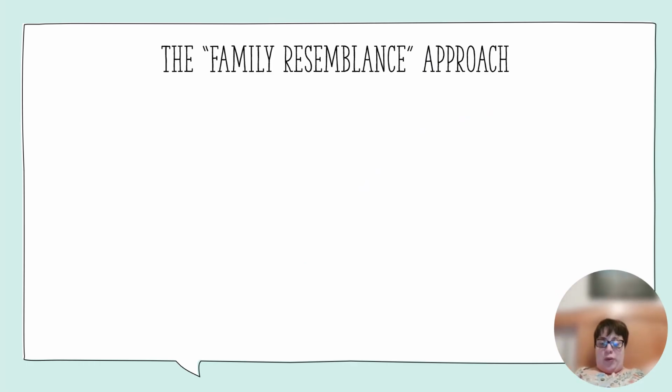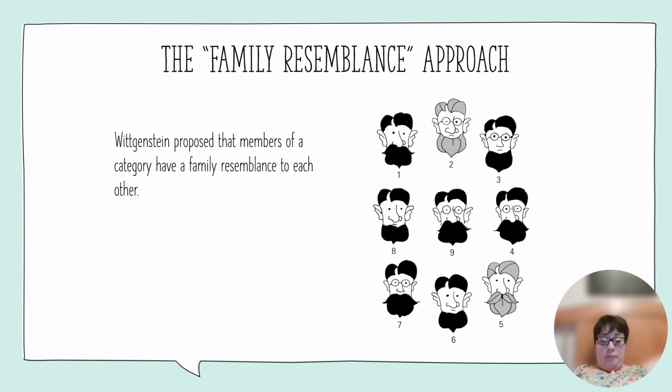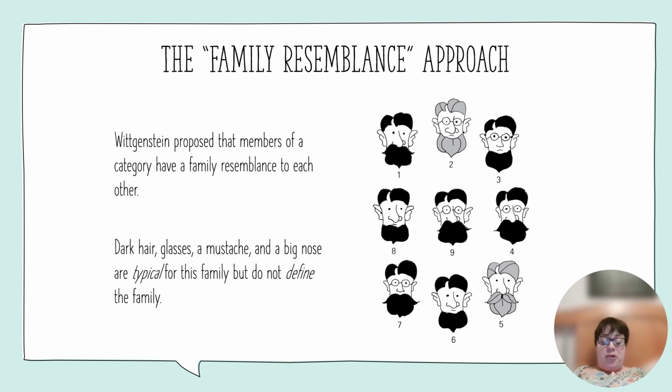So here's an example to explain Wittgenstein's family resemblance approach. Basically, he proposed that members of a category have a family resemblance to each other. And so basically, members of a category have many similarities with one another without having a single definitive feature in common. So in this particular example, many of the people in this family have dark hair, they have glasses, they have a mustache and a big nose, for example. So those are features that are typical for members of this category, but they don't define the family, right? So each of these individual members may have some of the characteristic features, but not all of them.